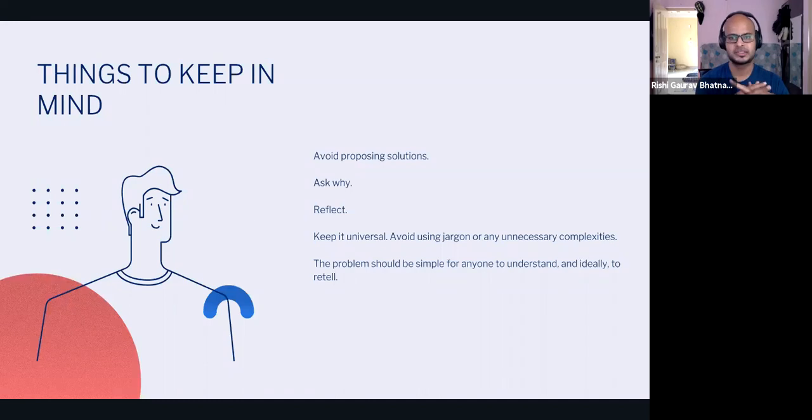And the last one, the problem should be very simple for anyone to understand and ideally to retell. It's not just important that people can understand it, but they should also be able to retell it. So these are some rules of thumb, so to speak, to follow when you're defining a problem statement.